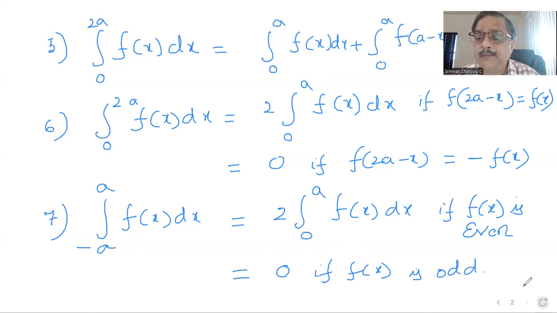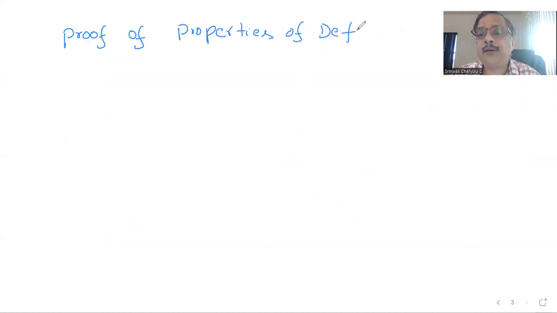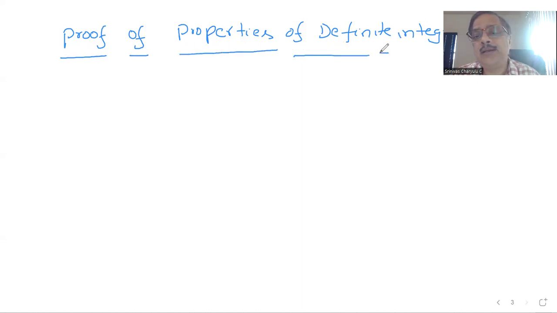So while proving the first property, what is the first property for us? Proofs. Proof of properties of definite integrals. So let us now prove whatever we learned. Out of this, the first 3 are very easy. The others need a little bit of work, that's all.